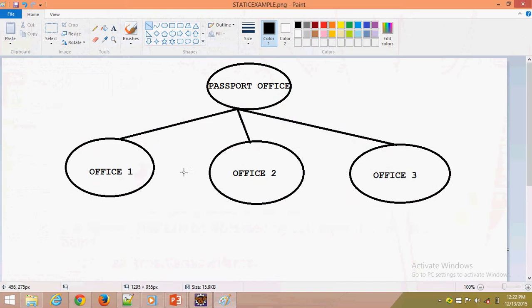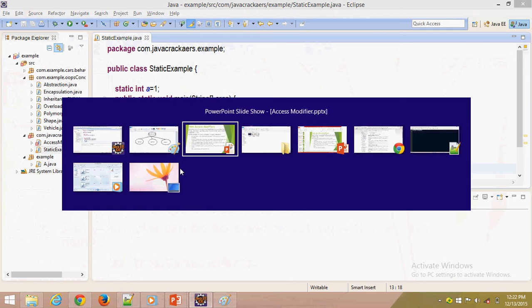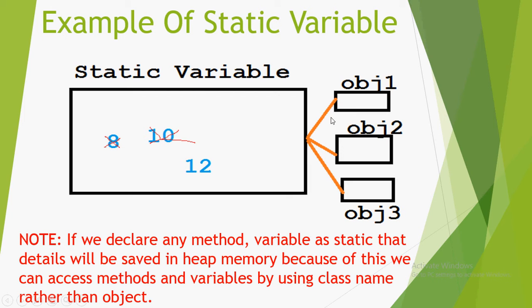Now we will see this with one small example. See here, suppose the static variable value is 8, by using object 1 we set that static variable value as 8. But after that we created another object, and by using that object we assign that static variable value as 10, and that 8 is replaced with 10. Now we declared a third object. By using that object we assign the static variable value as 12. The 10 will be replaced by 12. But if it is an instance variable, this won't happen.